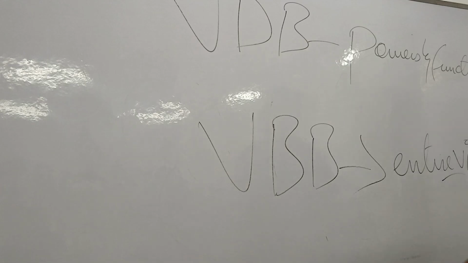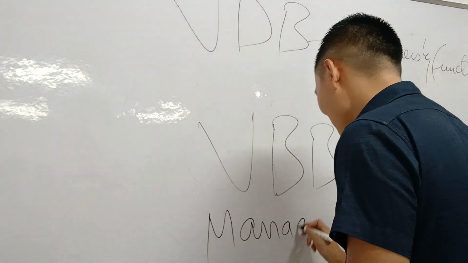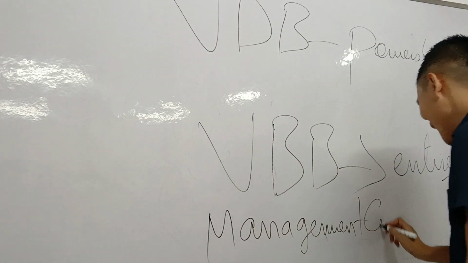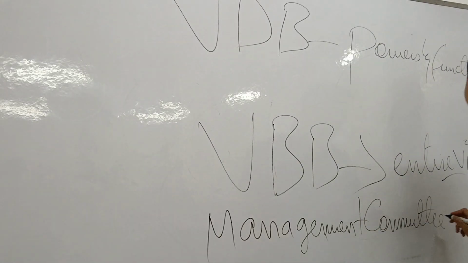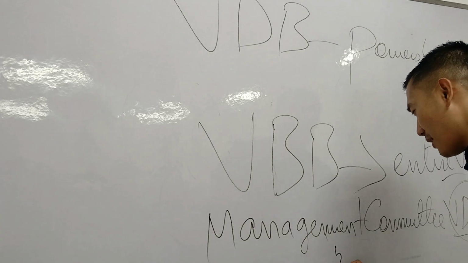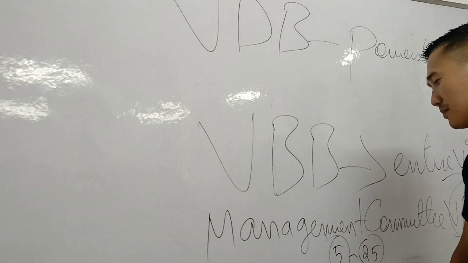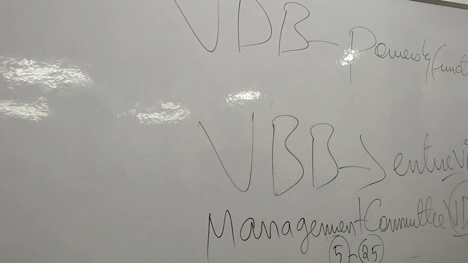So for that there should be a management committee of the VTP. VTP is a very big one, right? Entire village. So there should be a management committee. Say minimum should be 5, maximum should be 25. This was asked in NBSC: what is the minimum management committee of the VTP? Minimum should be 5, maximum should be 25 members. And the deputy commissioner is the ex-officio chairman of the management committee in the entire district.